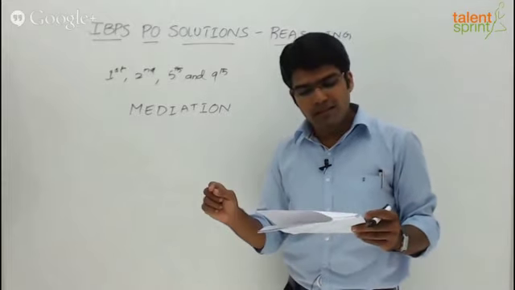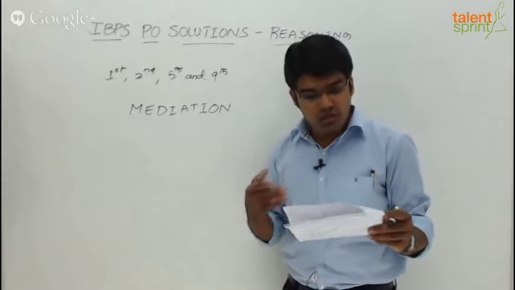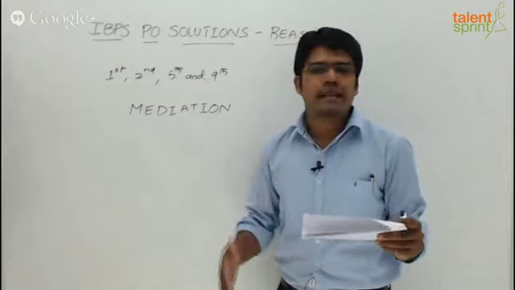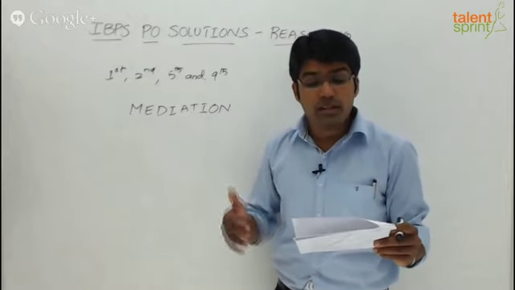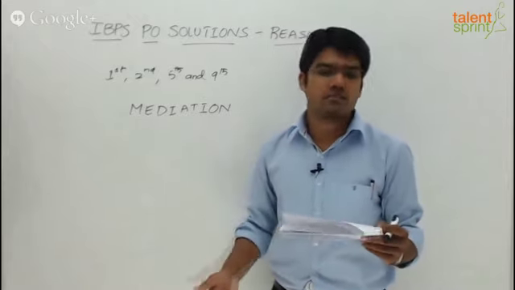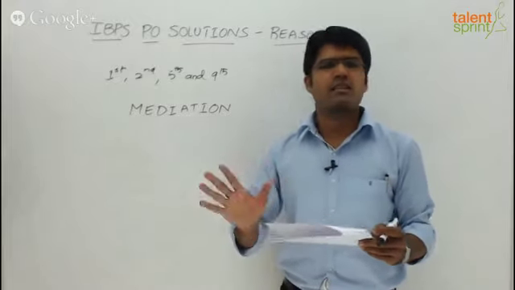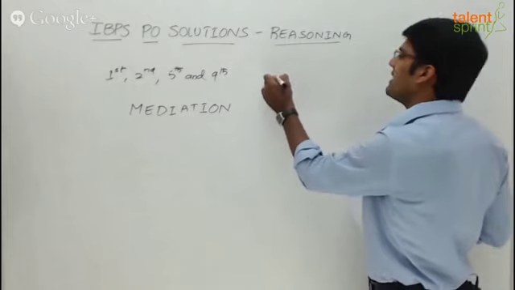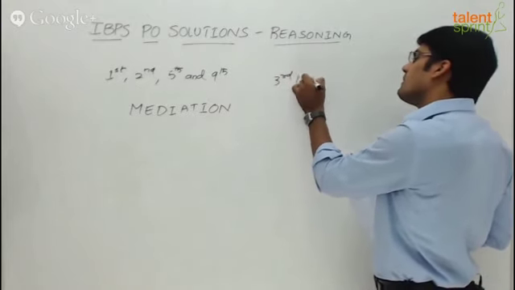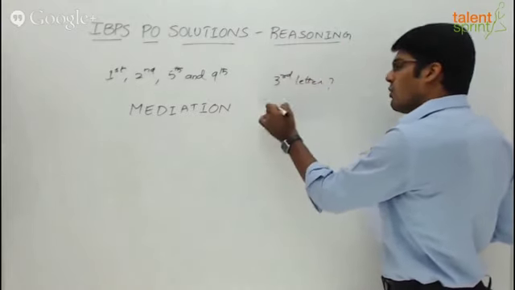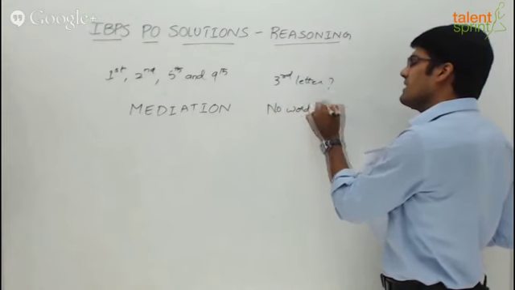Then the other part of the question says, if no such word can be formed, then the answer should be taken as X. And if more than one such word can be formed, then the answer should be taken as Z. Right? So these are the different possibilities. So the actual question says third letter of the word. What is the third letter? If no word can be formed, then the answer should be X.